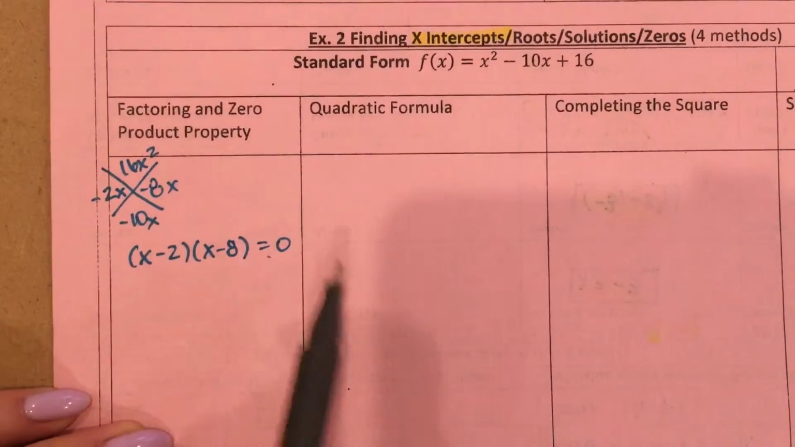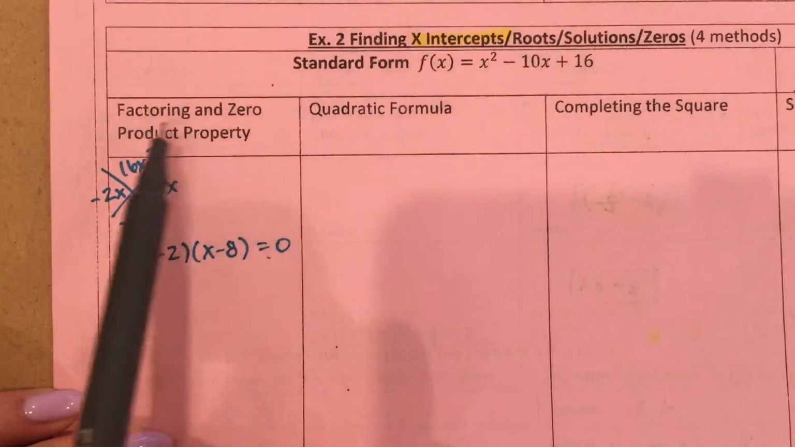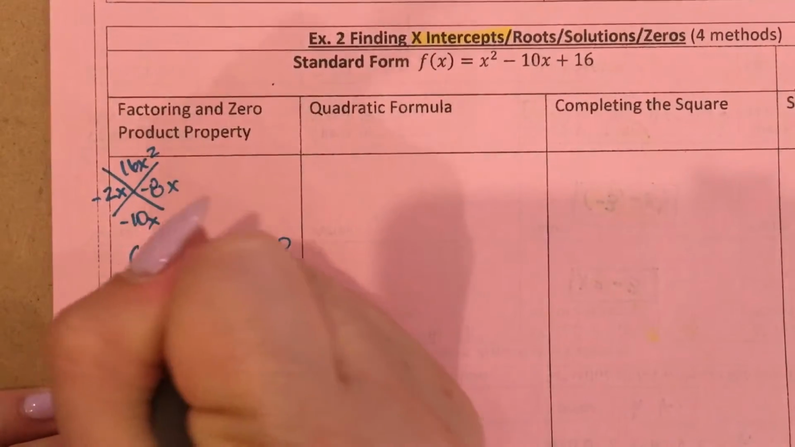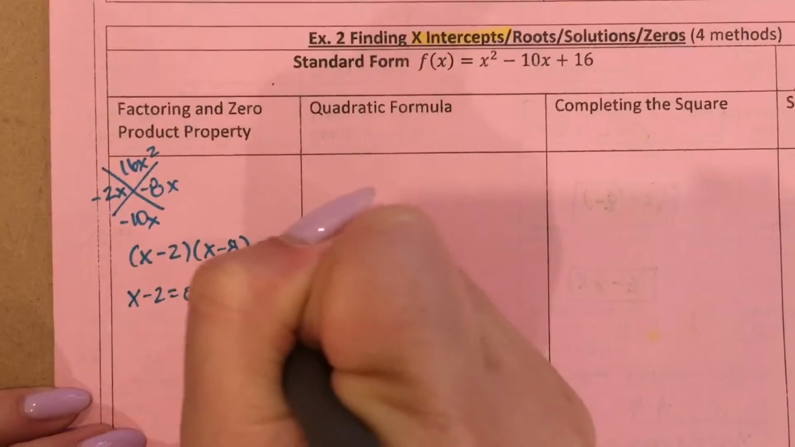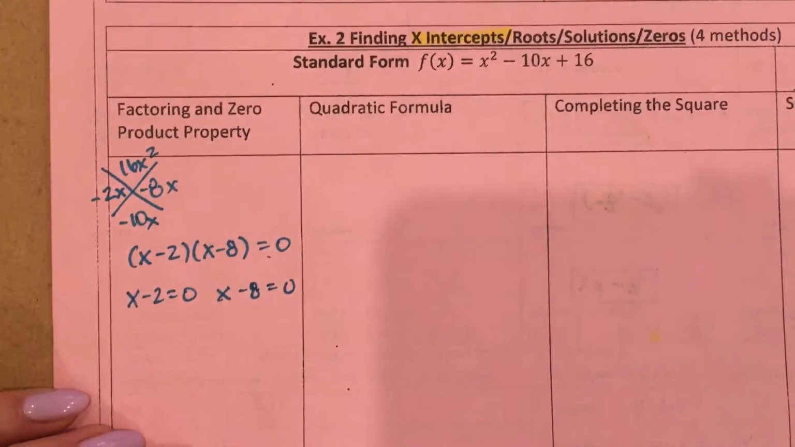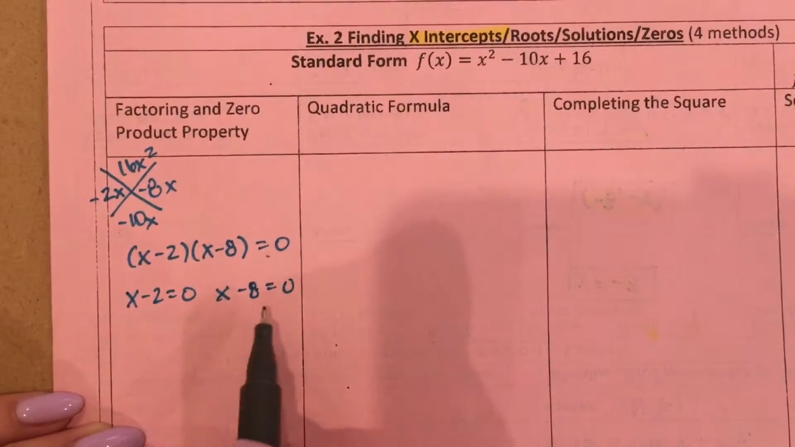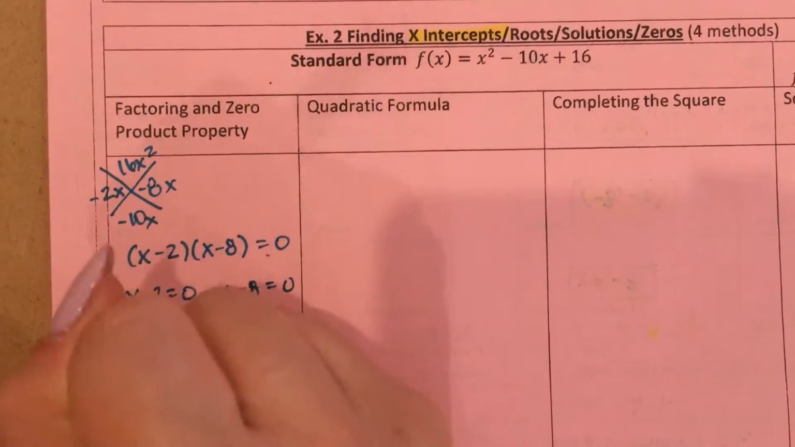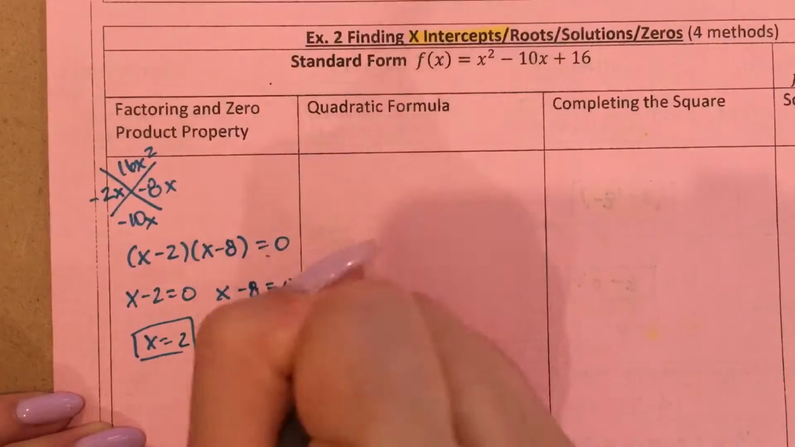Okay, once I'm done factoring it and it's in factored form, I'm going to use the zero product property, meaning I'm going to set each of these equal to 0. Okay, add 2 to both sides over here, add 8 to both sides. I should get x equals 2 and x equals 8. Okay, those are my x-intercepts.